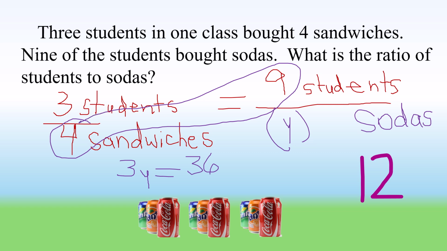Okay? And when these questions ask you this, you have to keep your ratio straight. Students stay on top, sandwiches here, sodas are here. Okay, so that you can get that. So your ratio of students to sodas is 9 to 12. And really, some people say it's 12 to 12, but these students over here did not buy sodas. So your answer would be 9 to 12.